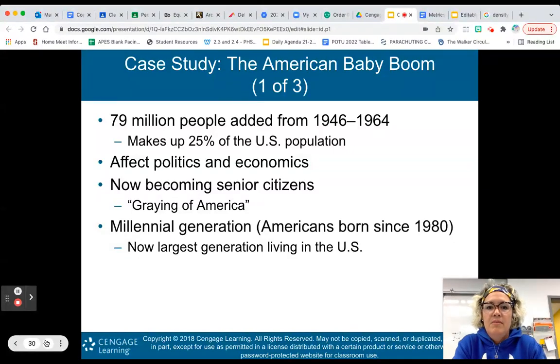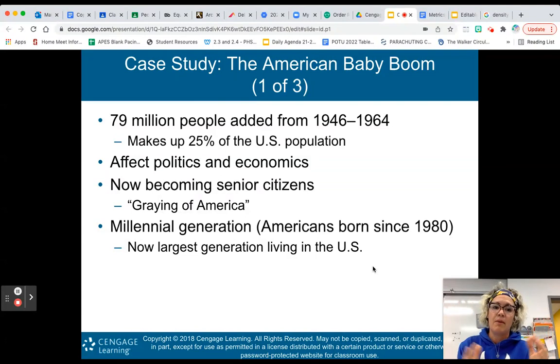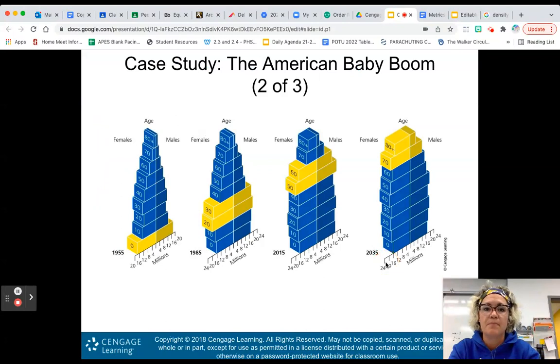And now the generation that the baby boomers had, the millennial generation, is now the largest generation living in the United States. So even if their total fertility rate within that particular generation dropped, there were so many baby boomers that even though they were having fewer kids, that millennial population still grew a lot. You can see here kind of over time.